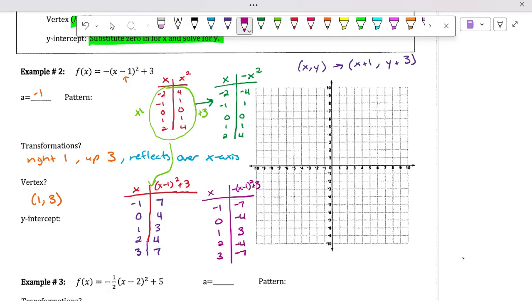Now, the reason it doesn't change is that if we also went from this one to this one using just our plus 1, plus 3, negative 2 plus 1 is still negative 1, negative 4 plus 3. What am I doing?